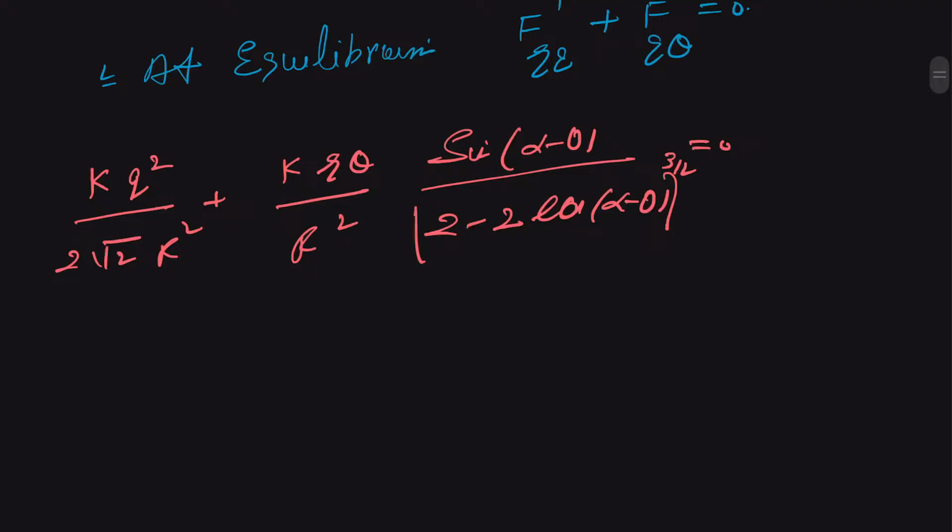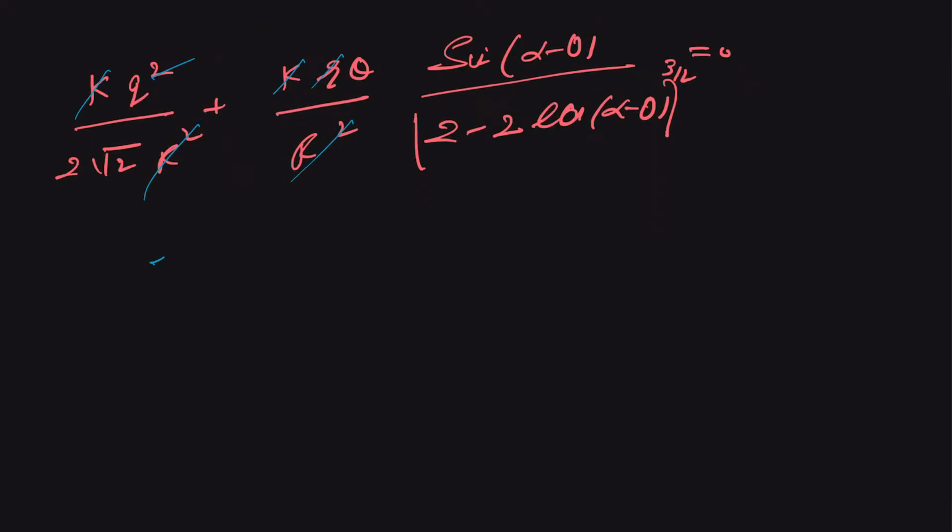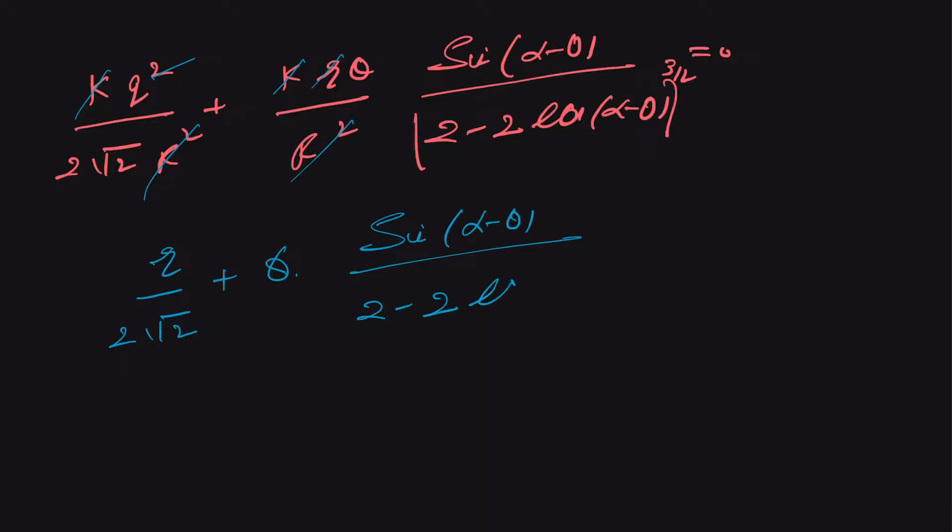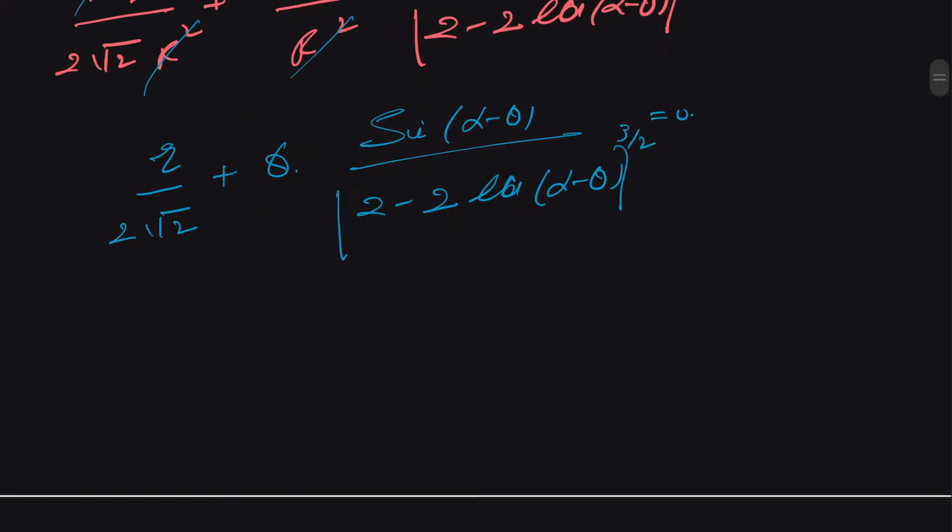And we can just remove this k, this q square, and r square. So we will be left with q upon 2 square root of 2 plus q, and this is our sine of alpha minus theta over 2 minus 2 cos of alpha minus theta, and this is whole raised to power 3 by 2 is equal to 0. Now similarly we are going to solve for charge at minus alpha.